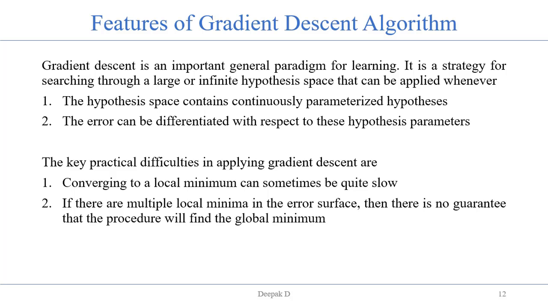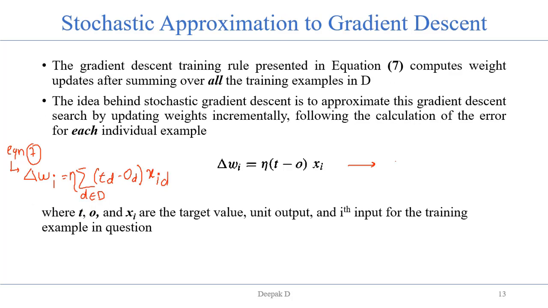There are some key practical difficulties in applying gradient descent. One is that converging to a local minimum can sometimes be quite slow. That is, it may require many thousands of gradient descent steps. The second is that if there are multiple local minima in the error surface, then there is no guarantee that the procedure will find the global minimum. One common variation on gradient descent, which is intended to alleviate these difficulties, is called incremental gradient descent, and sometimes it is called stochastic gradient descent.